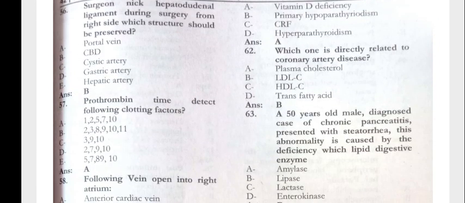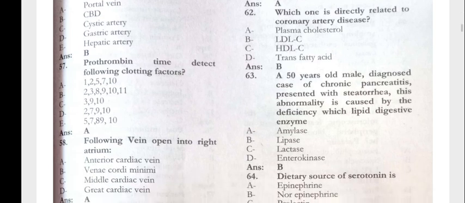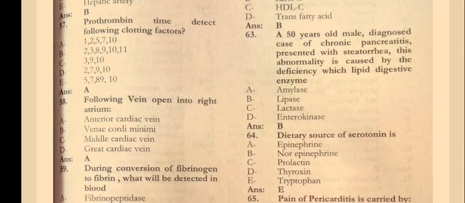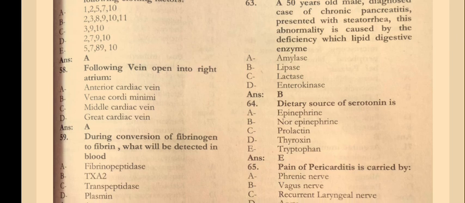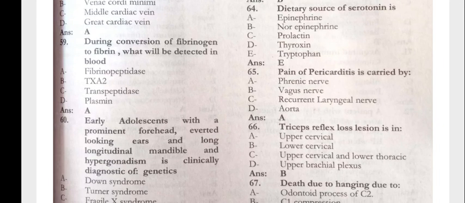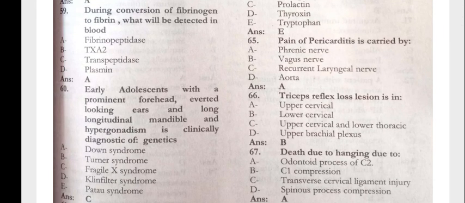Which of the following is directly related to coronary artery disease? There is LDL-C. A 50-year-old male, diagnosed case of chronic pancreatitis, presents with steatorrhea. This abnormality is caused by deficiency of which lipid digestive enzyme? That is the lipase. Dietary source of serotonin is tryptophan. The pain of pericarditis is carried by the phrenic nerve.